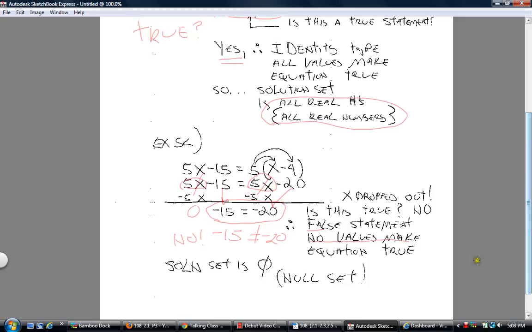Okay, come down here. Your solution set is the null set. You do one or the other: either you put the symbol, or you put brackets with nothing in it. Do not put the null set symbol inside the brackets. This is completely wrong.